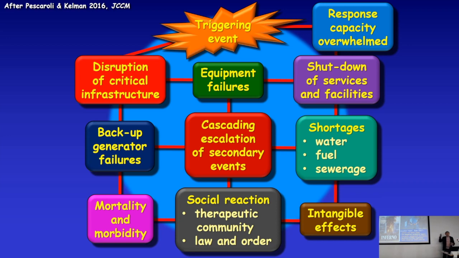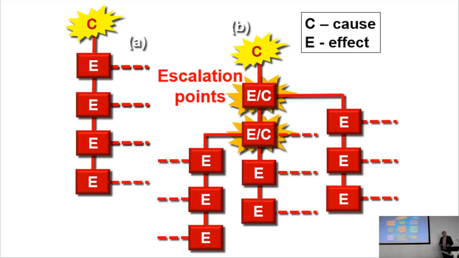But we haven't talked really about the theory behind any of this yet, so we better quickly do that. Cascading escalation of secondary events. And sometimes, indeed quite often, the secondary event is what matters, not the primary one. So there may be some event, a fire, a landslide, or what, and you've got to get on with it.